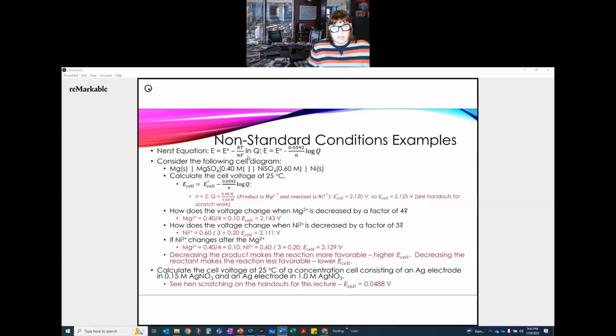My product is the MgSO4. My reactant is the NiSO4. Remember, when we talk about the cell notations, this is my reactant here, this is a reactant here, this product here, and that's a product there. So it's going to be the MgSO4 over the NiSO4.